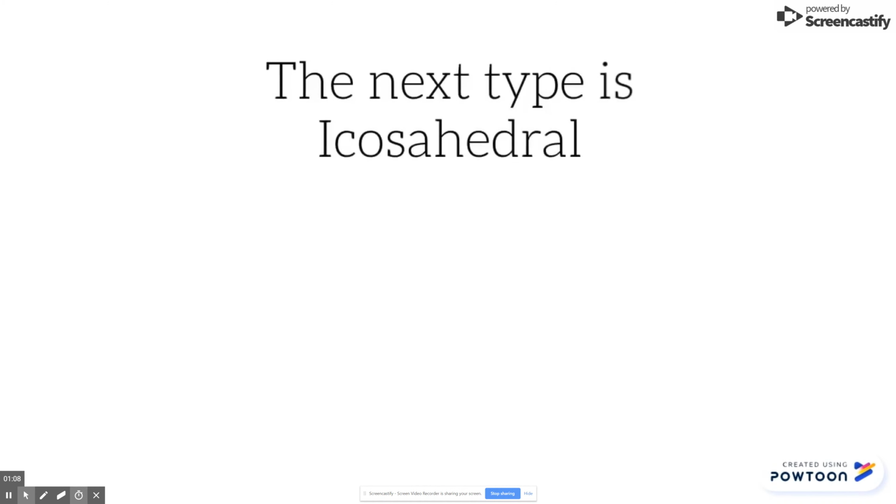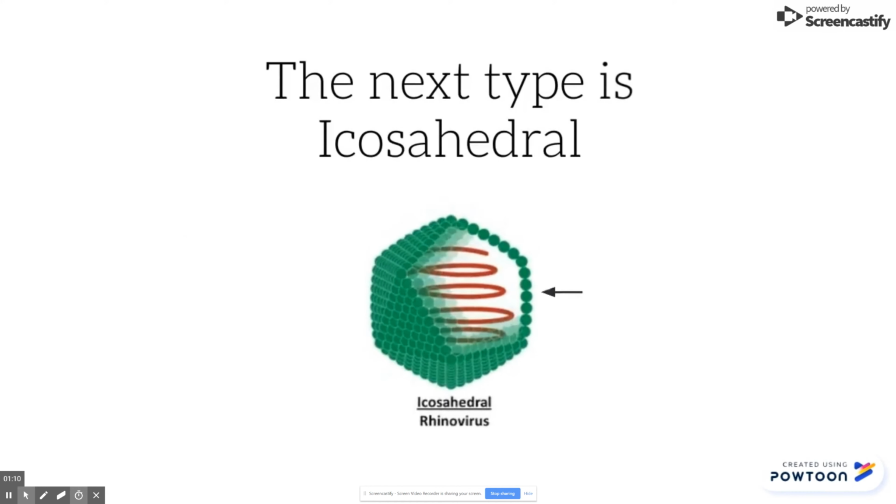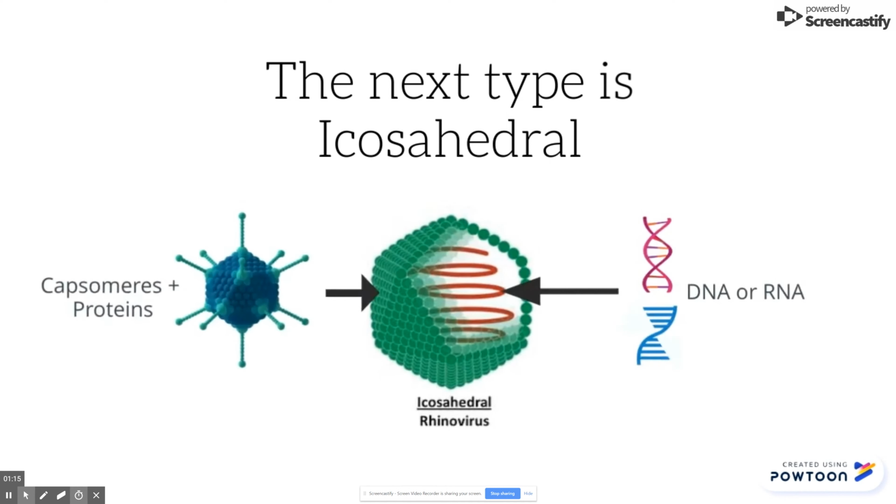The next type is icosahedral, or an animal virus. The capsid of the virus is again made of capsomeres and proteins stacked in a triangular structure with 20 different faces, and its nucleic acid inside is intertwined.